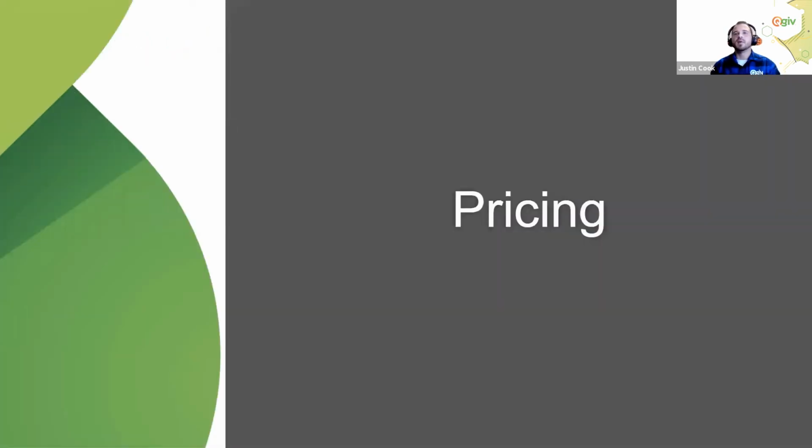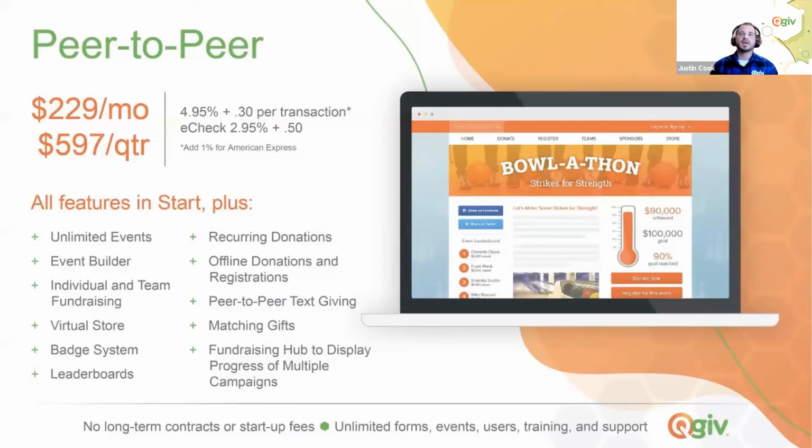So let's talk a little bit more about the peer-to-peer package and pricing. So Qgiv's peer-to-peer package is $229 a month, or you can pay quarterly at $597 and save a little money. With the peer-to-peer package, your organization will gain access to all of the features that we discussed today, including the event builder, gamification tools, the virtual store, peer-to-peer text giving, matching gifts, and a fundraising hub to display progress of all of your fundraising campaigns.